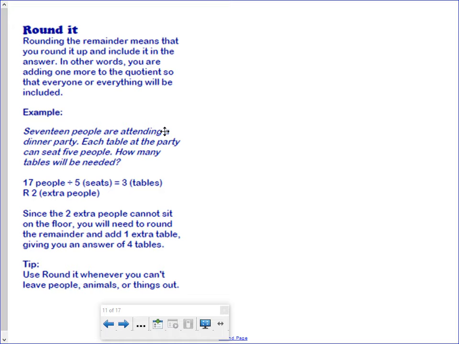If we round the remainder, it means we are going to add one more to the quotient, to the answer that we got. So for example, 17 people are attending a dinner party. Each table at the party can seat 5 people. How many tables will be needed? Well, if you would do 17 divided by 5, you would get 3, remainder 2.